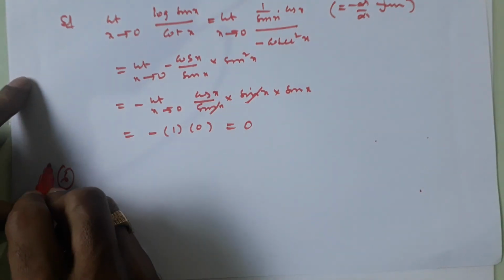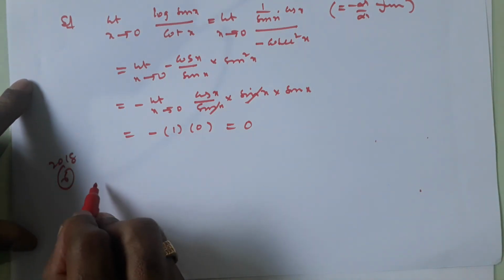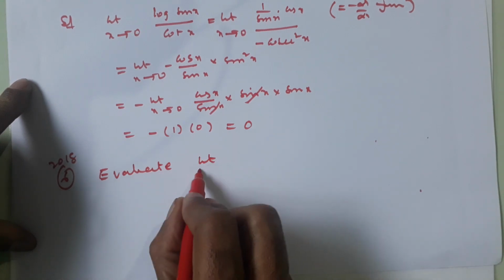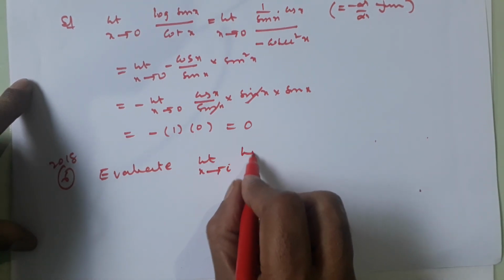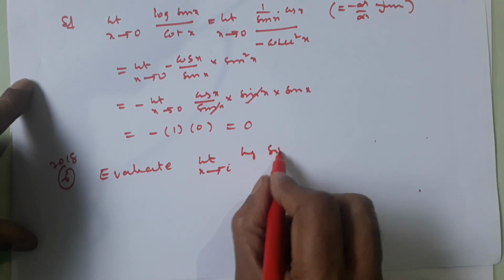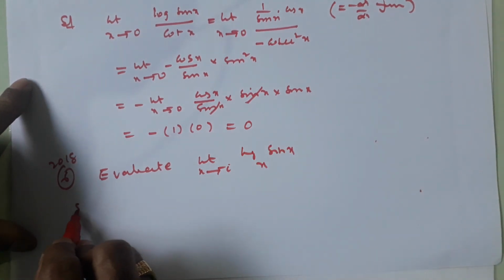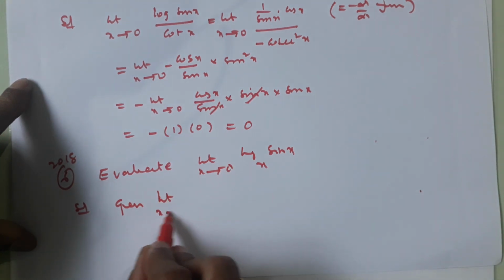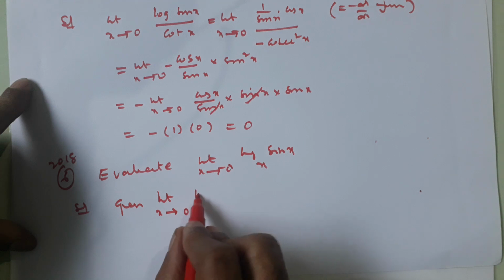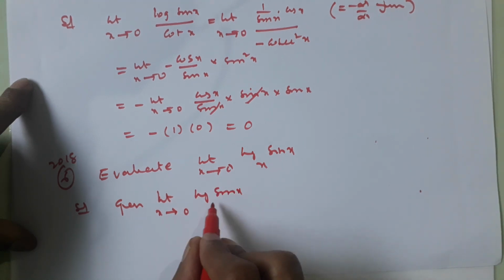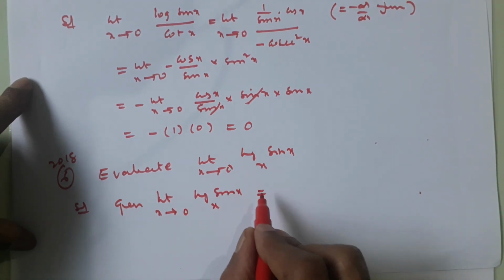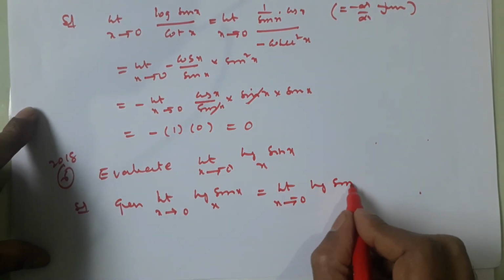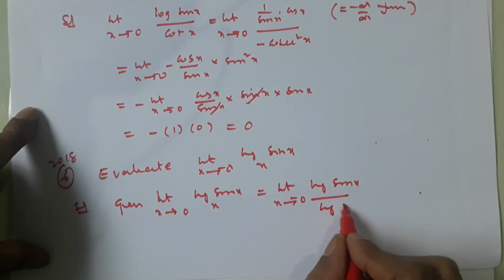This problem appeared in 2018. Whatever the problem, evaluate limit x tends to 0 of log sin x base sin x. Solution: given limit x tends to 0 of log sin x divided by log sin x base, its simplification is limit x tends to 0 of log sin x divided by log x.